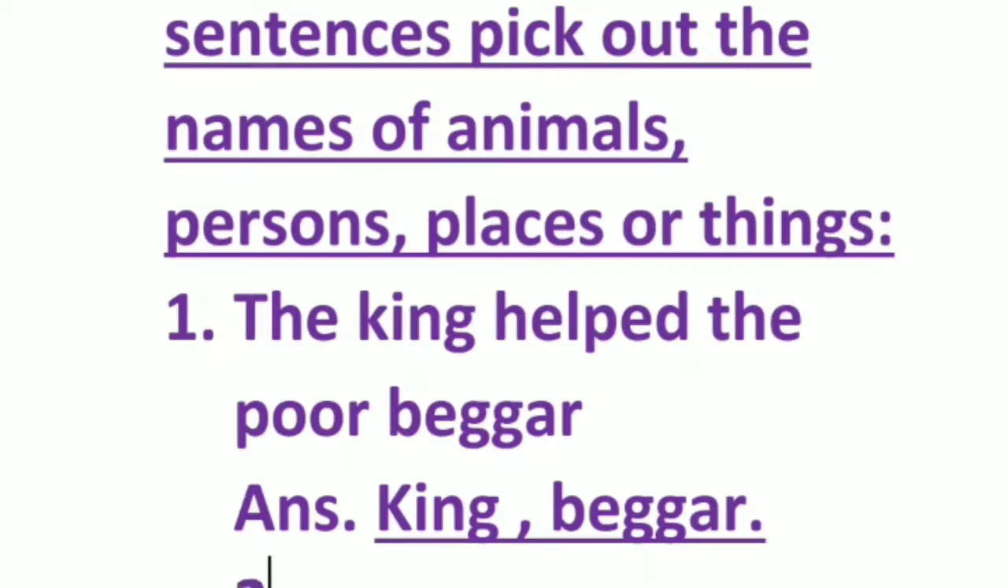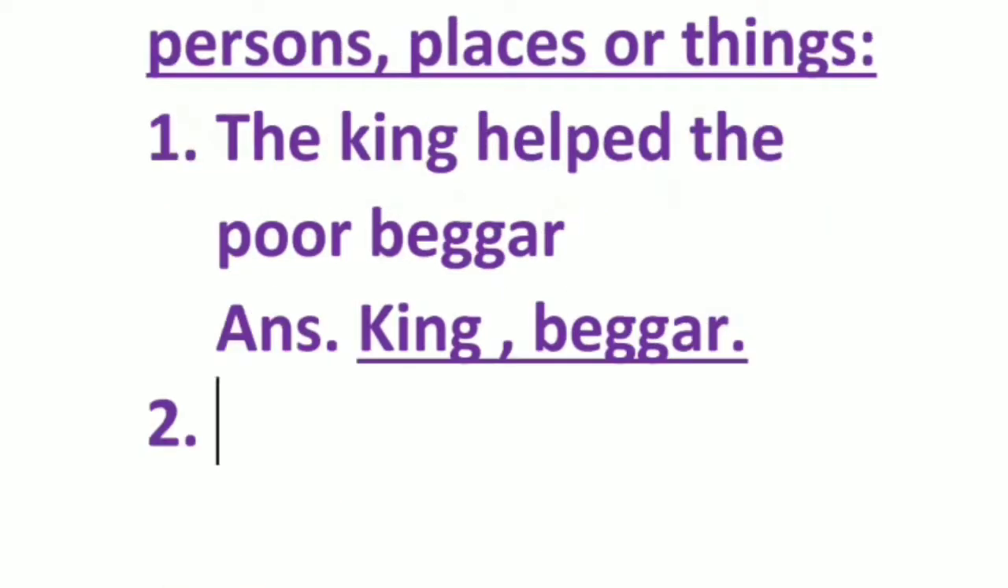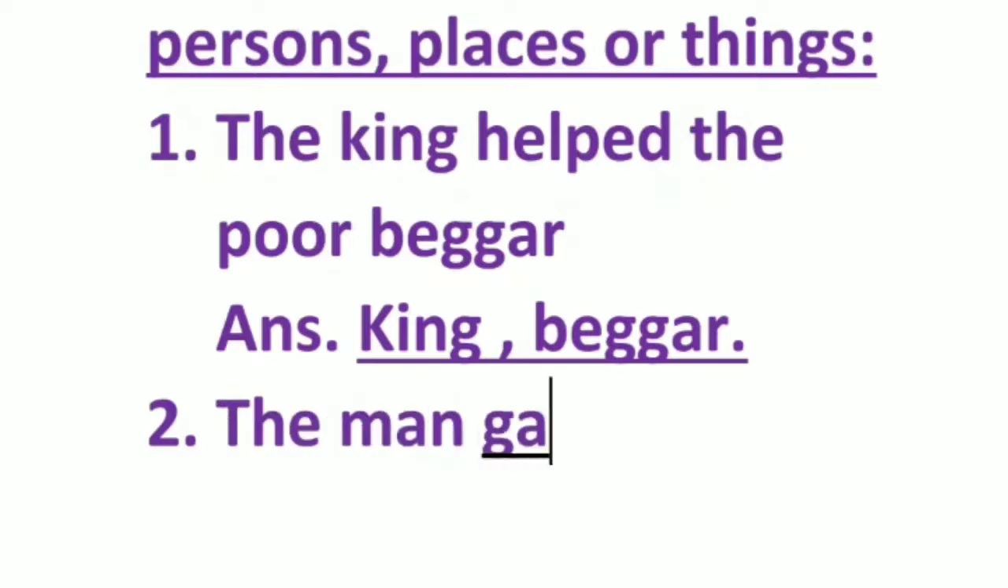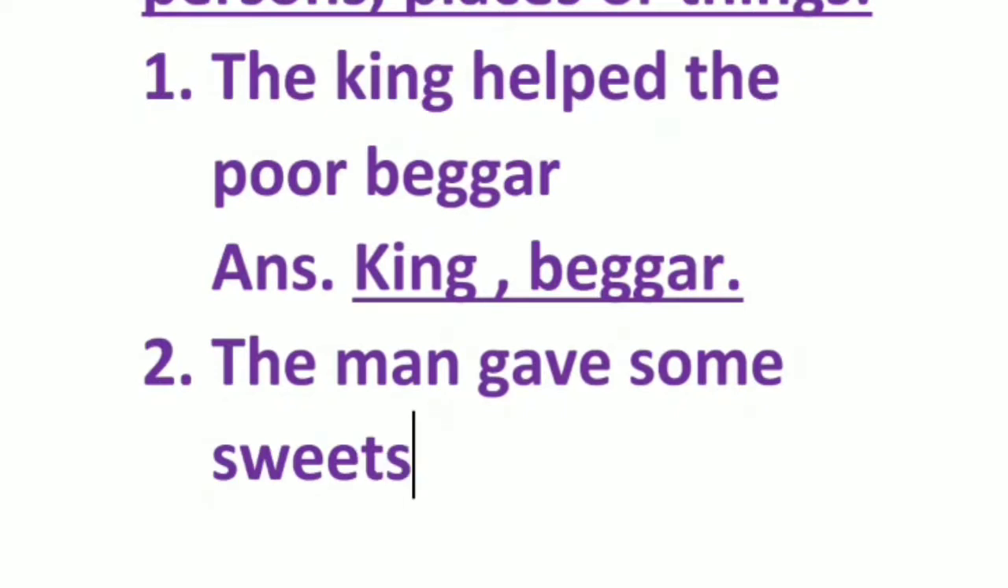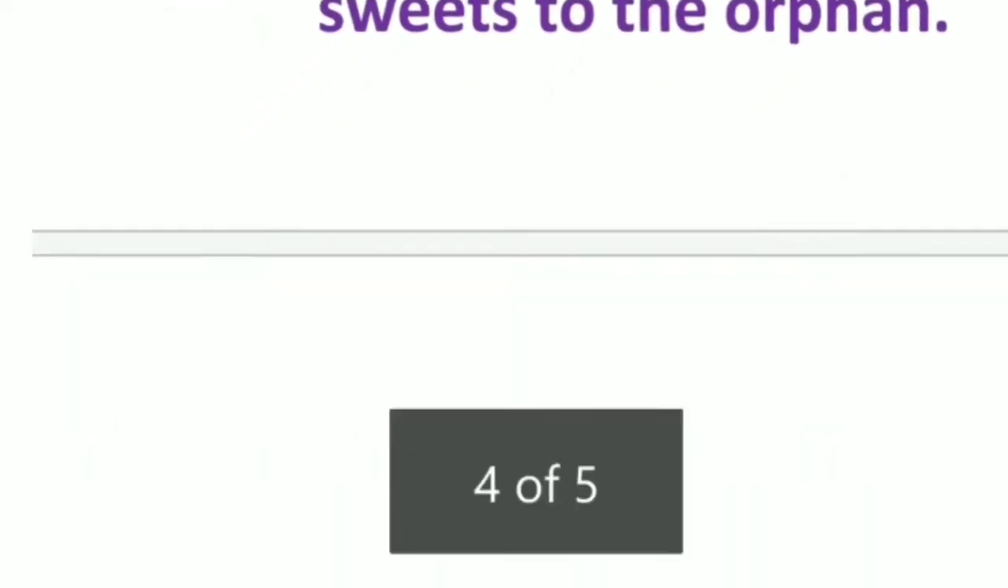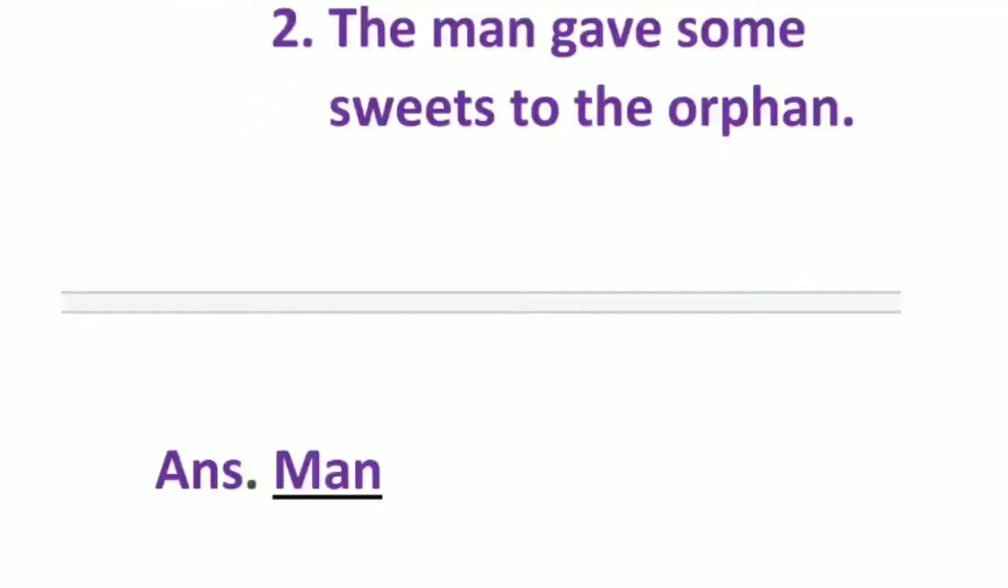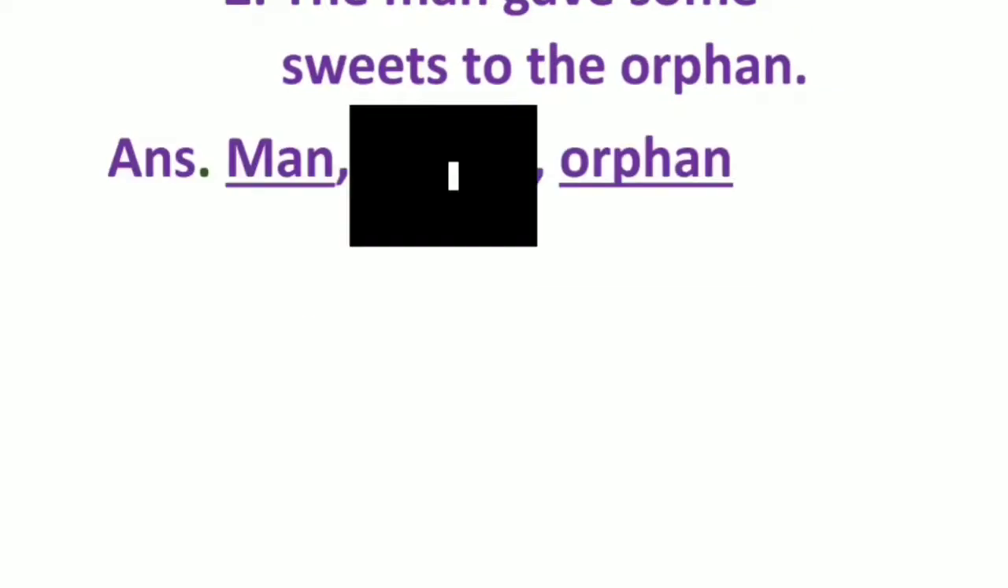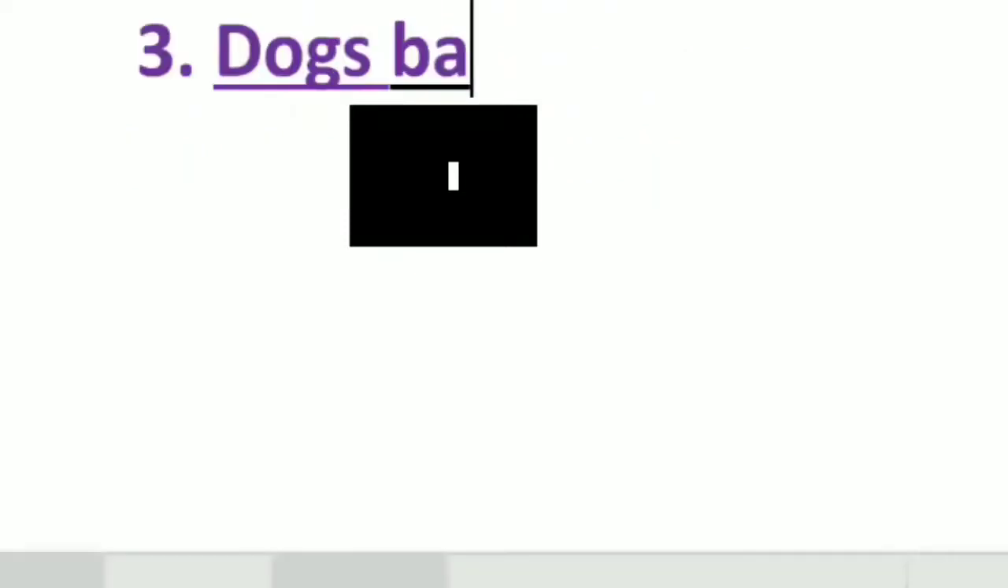So now number 2. Number 2 is the man gave some sweets to the orphan. Orphan means someone who does not have any father or mother. Alright, so the man gave some sweets to the orphan. So what will be the answer here? What will be the common nouns? Tell me. Common nouns would be man and orphan. Alright, now the next one.